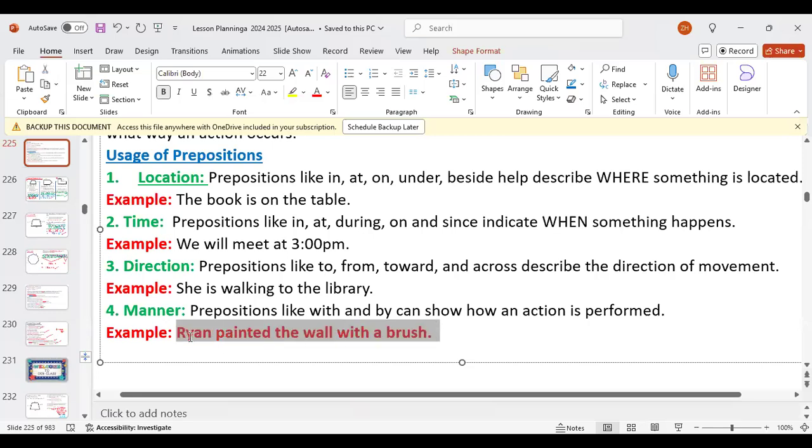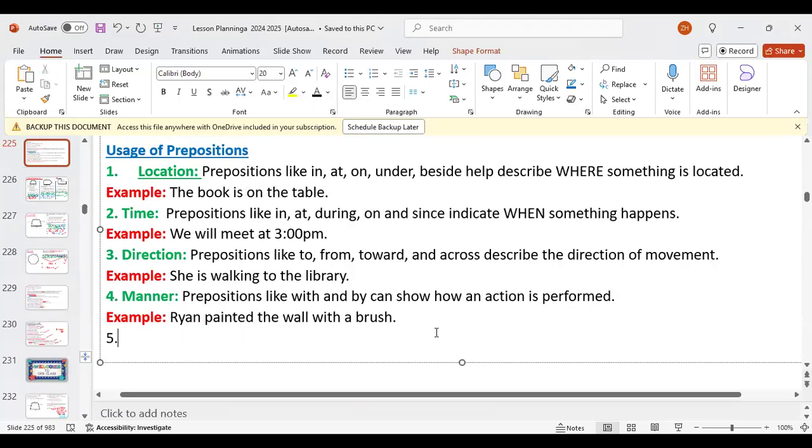Delvon Sanz, are you there? Yes, sir. Read number four for me, please. That is the one with manner. Prepositions like with and by can show how an action is performed. Example: Ryan painted the wall with a brush. With a brush. So it's telling us how he painted the wall, isn't it?